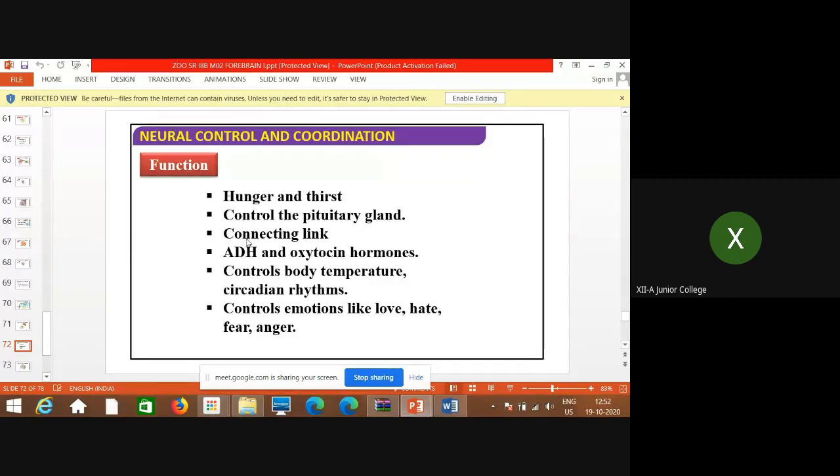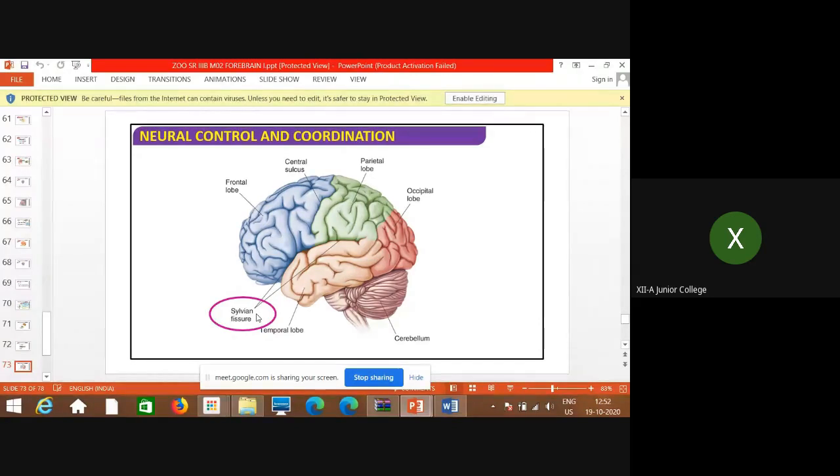It is considered to be the connecting link coordinating different types of systems, with the help of examples we'll discuss later. ADH and oxytocin hormones are produced, meaning it controls the activity of ADH and oxytocin hormones, which are part of the reproductive system. It also controls body temperature and circadian rhythms. It also controls emotions like love, hate, fear, anger, etc. So it plays a very important role, the hypothalamus.